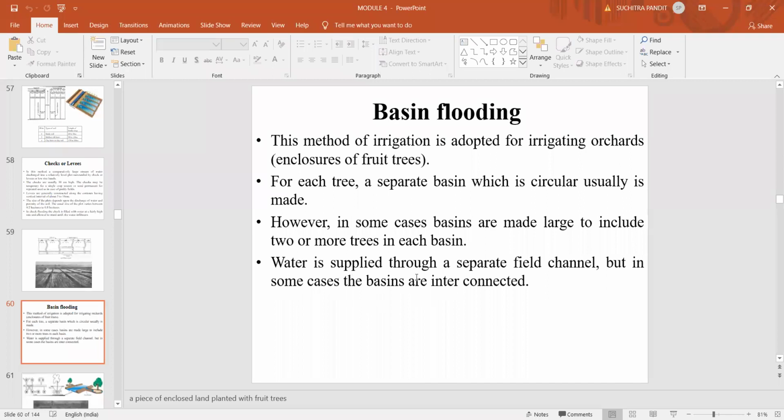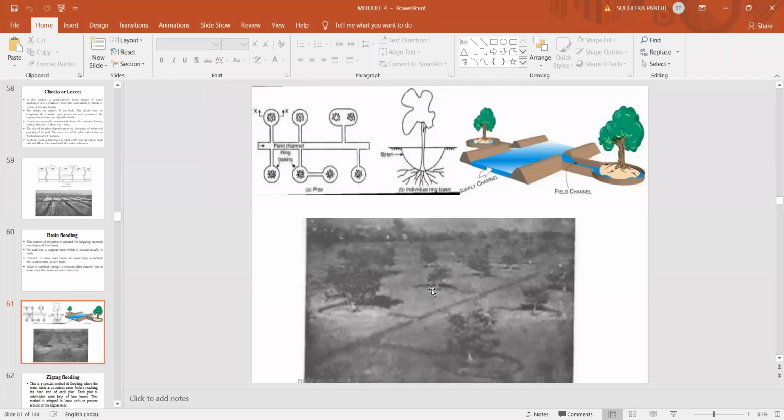With each other, and water is supplied through a separate field channel. Now you can see here, a basin is created around the plant, and water is directly supplied to these basins. And sometimes these basins may be interconnected. So here you have the main field channel, and from this field channel, the water is directly supplied to the basin. Here you can see the basins are created around this plant, and this type of irrigation method is generally used to grow orchard crops.